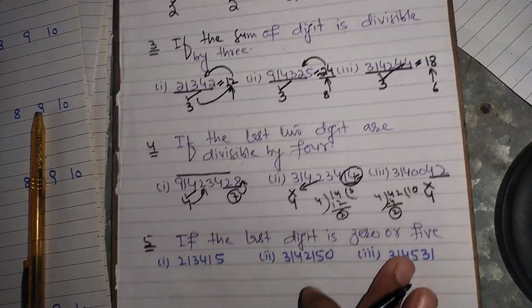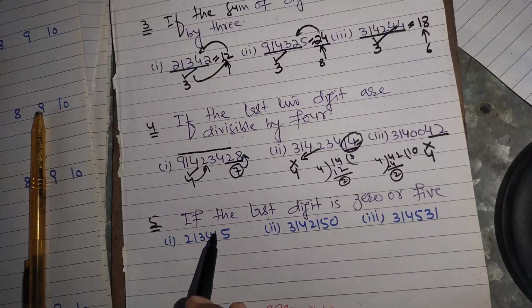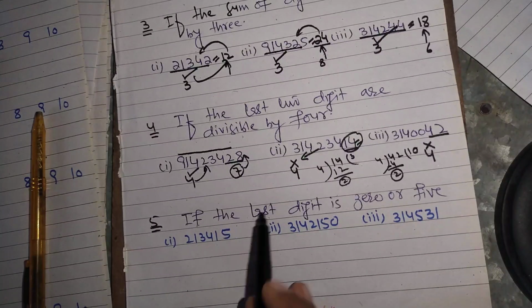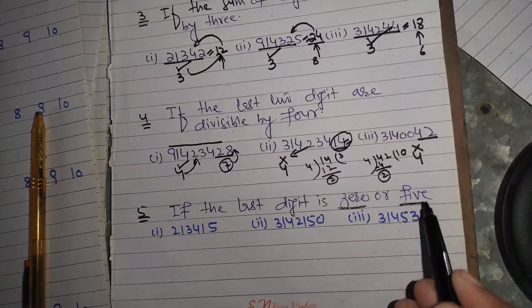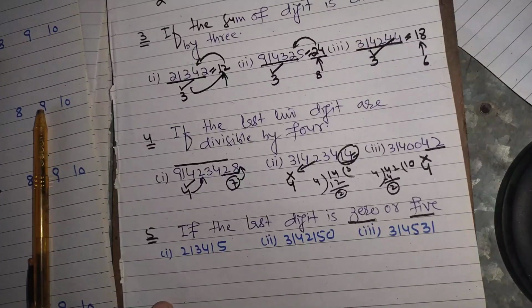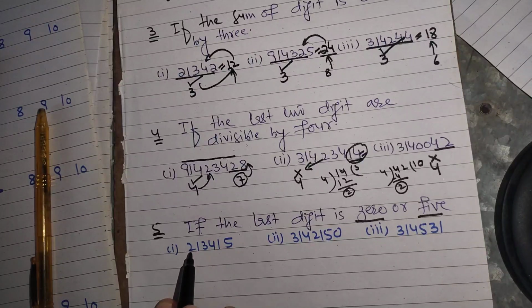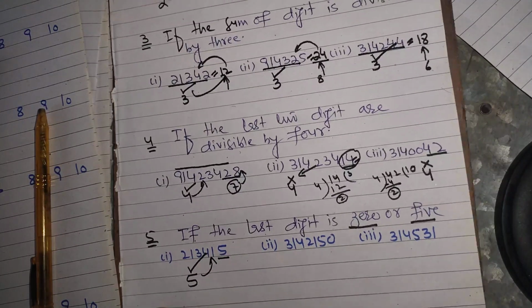Again, now let's come to 5. The rule says if the last digit is 0 or 5, then definitely the number is divisible by 5. In this number 5 is present in the last place, so we say that this number is divisible by 5. We put a tick mark that this is a divisor of 5.